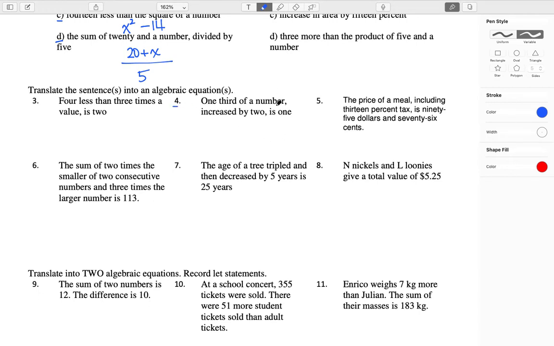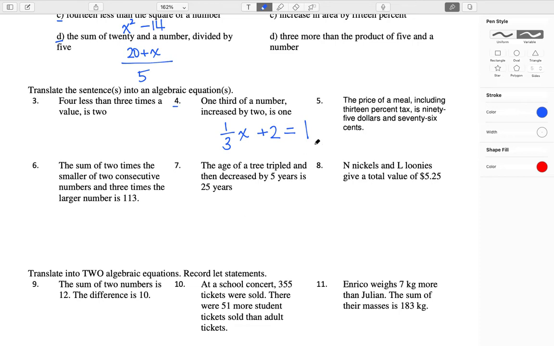1/3 of a number increased by 2 is 1. So now we're putting it into an equation. So 1/3 of means multiply, of a number increased by 2 is 1. Is equal sign.